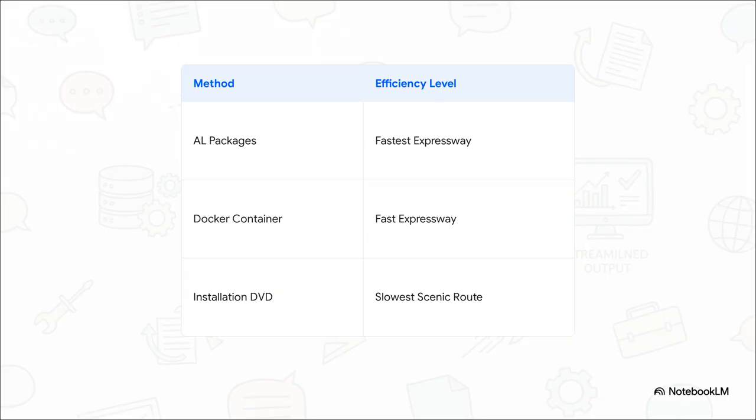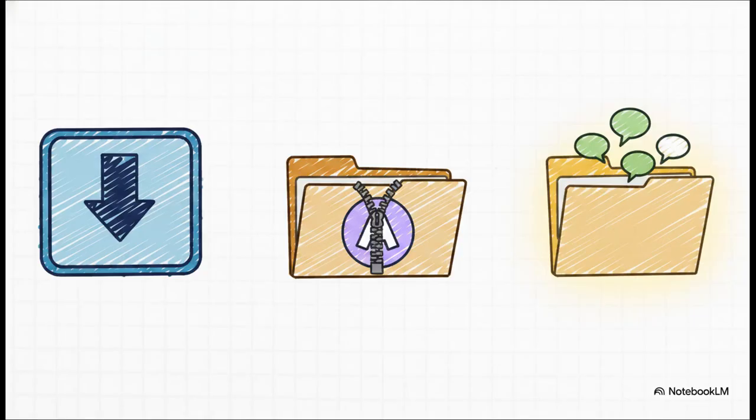First up, the AL packages method, which is basically our absolute fastest expressway. Then there's the Docker container method, also a really fast expressway if you happen to already be working in that environment. And finally, the installation DVD, which we affectionately call the slowest scenic route. Since we're all about efficiency today, we're focusing purely on those expressways. Let's look at the absolute fastest method right now, which is something you can use in almost any scenario, the AL packages route. It's surprisingly simple, actually.